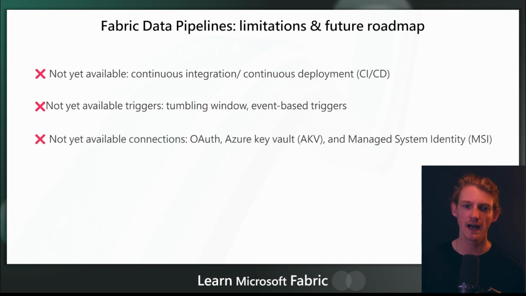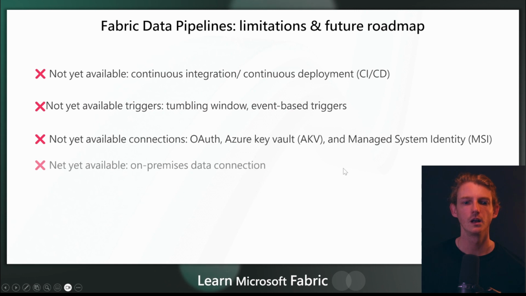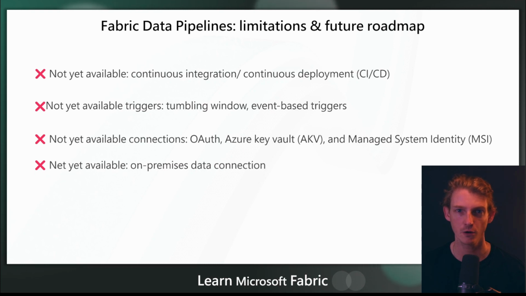Some of the connections are still being worked on, so if you're looking at OAuth, or there's no integration yet with Azure Key Vault, that's something to bear in mind if you're very safety conscious and you don't want to put your keys into Fabric. And the other thing to mention about connections, you can't access on-premises data currently through a Fabric data pipeline. So if you're using a lot of on-premises data and you had ADF pipelines, then you're going to carry on using Azure Data Factory, because currently in Fabric, they don't have on-premises data connections.